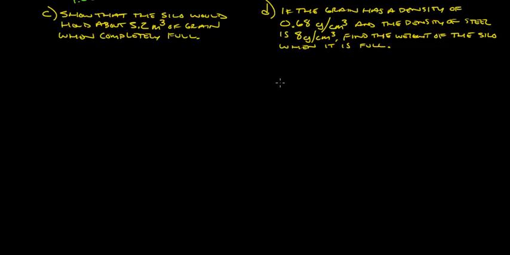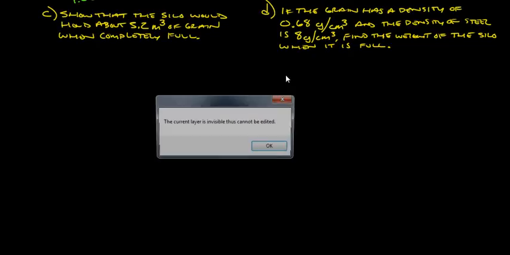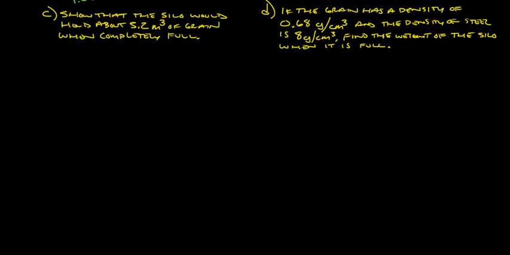And that is density equals mass divided by volume. Density equals mass divided by volume. Okay. So if the grain has a density of 0.68 grams per centimeters cubed, and the density of steel is 8 grams per centimeters cubed, find the weight of the silo when it's full.